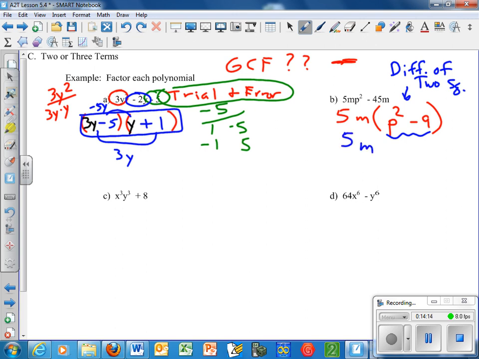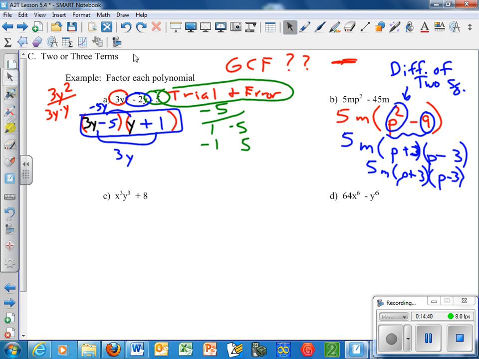You carry down the 5m, it has to be part of your answer. And then what you square to get p squared goes in the first spot in each one, which is p. This is also a perfect square. I square 3 to get that. So those go in the second spots. 1 is a plus and 1 is a minus. So it's 5m times p plus 3, p minus 3. Okay? And that would be your answer to that particular problem.